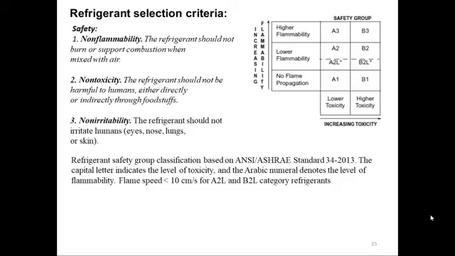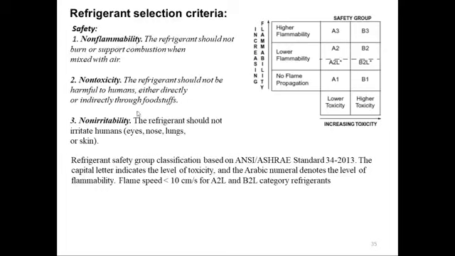Okay, moving on. So this is the refrigerant selection criteria. What do we want our refrigerant to be? What are the characteristics of the refrigerant that we want? The number one consideration is non-flammability. So it should not combust, otherwise it will be a fire danger. Number two is non-toxicity. So it should not be toxic, it should not be harmful to your health. The refrigerant should not be harmful to humans either directly or indirectly through foodstuff. So if foodstuff absorbs it, then it should not harm your health either.